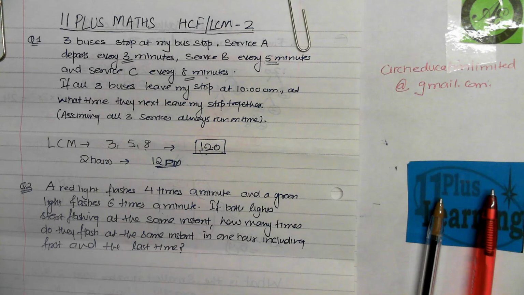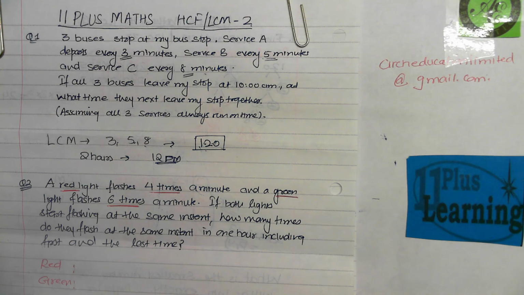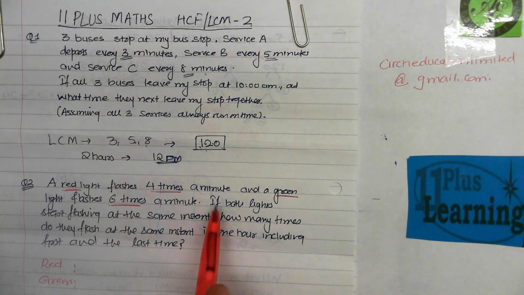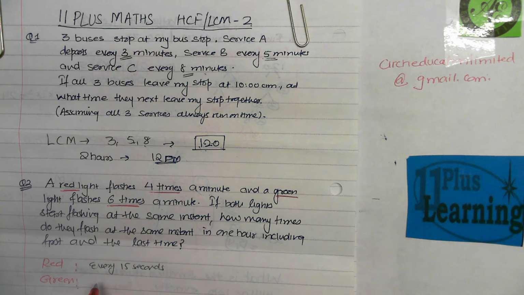Let's look at another problem. All right, this is another question. This time it is from the Manchester Grammar entrance exam. I don't know which year this is, some past year, 2011, 2012, 2013, I don't know, but have a look, have a read, then we work on this. So the red light flashes 4 times a minute. That means it flashes every 15 seconds. And the green light flashes 6 times a minute. It flashes every 10 seconds.